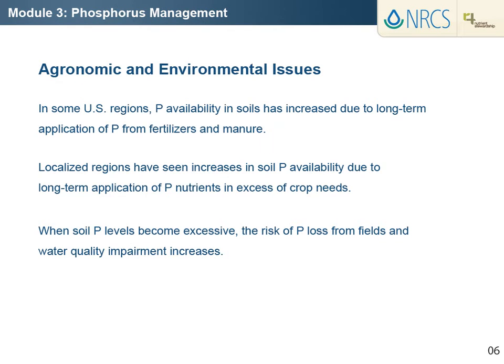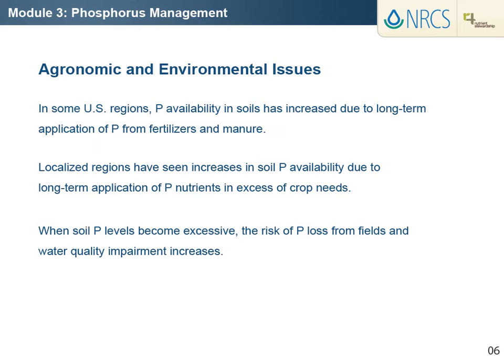In some regions of the United States, long-term phosphorus nutrient applications have resulted in an increase in soil phosphorus levels. These increases in soil phosphorus availability are due to long-term application of phosphorus nutrients in excess of crop needs. This situation has increased the risk of phosphorus losses from agricultural fields, which can have negative effects on water quality. Freshwater eutrophication is now one of the most common water quality impairments in the humid regions of the U.S., and recent outbreaks of harmful algal blooms have increased society's awareness of eutrophication and the need for solutions.